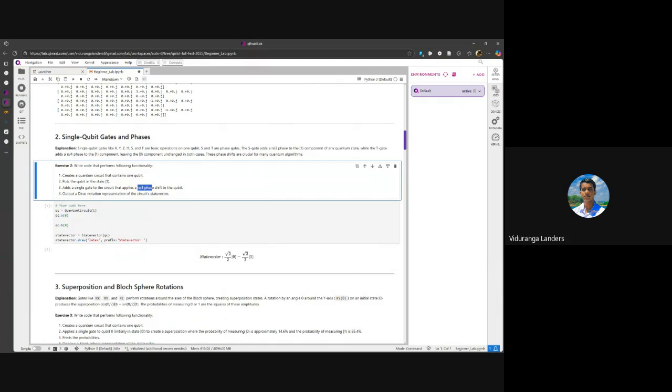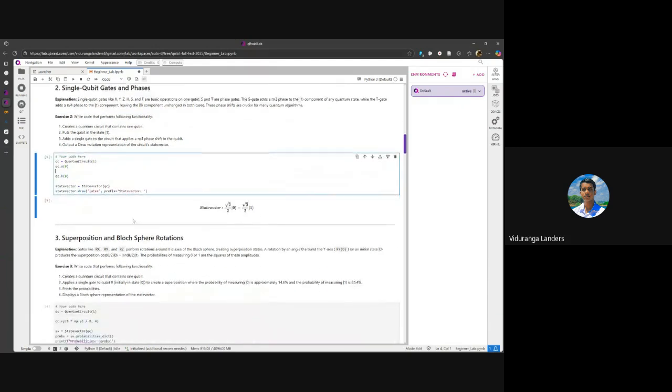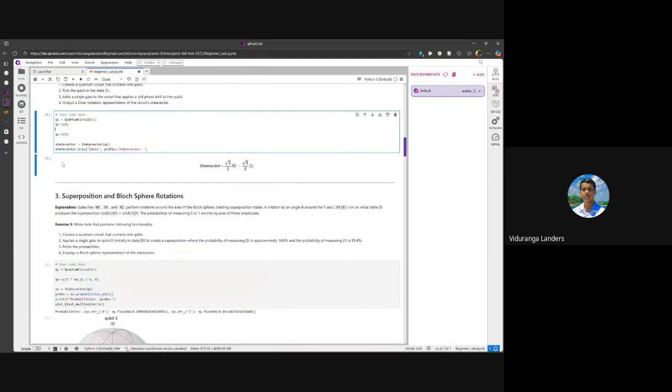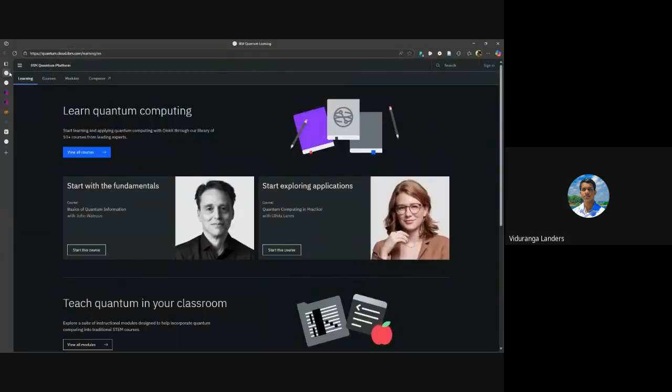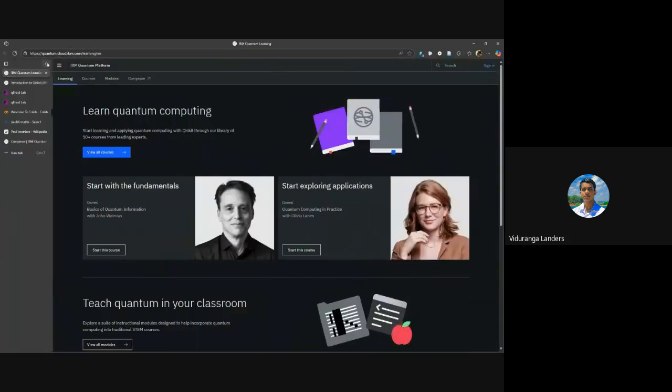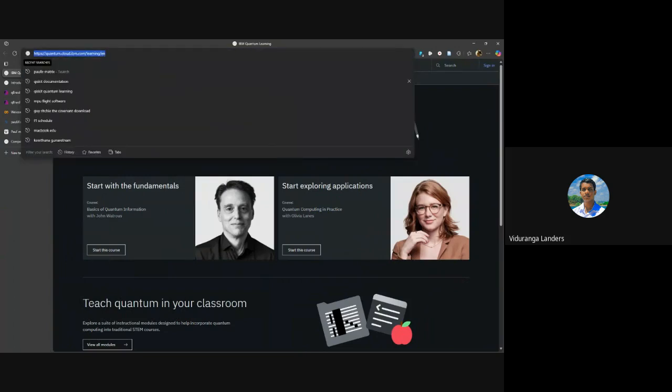So before moving on to the next section, I wanted to highlight these 2 resources for you guys. First one is the IBM Learn platform.